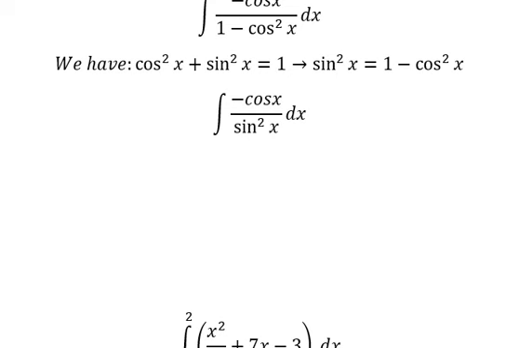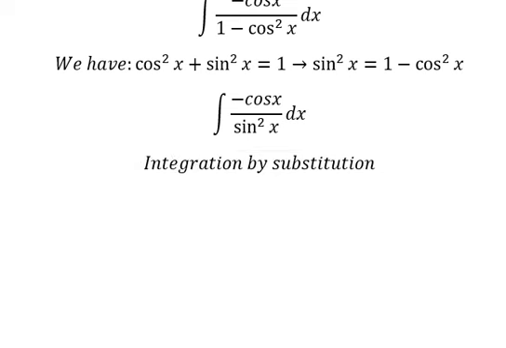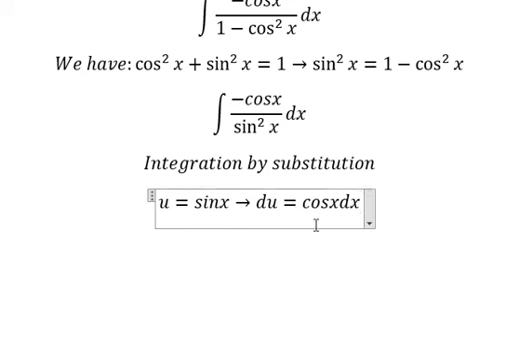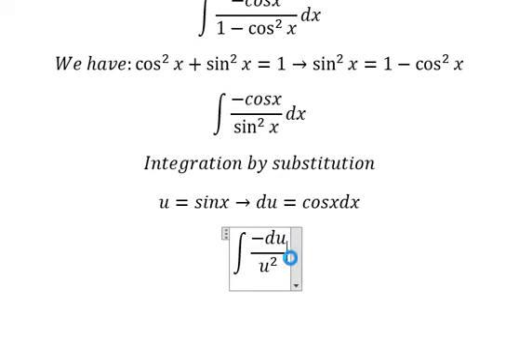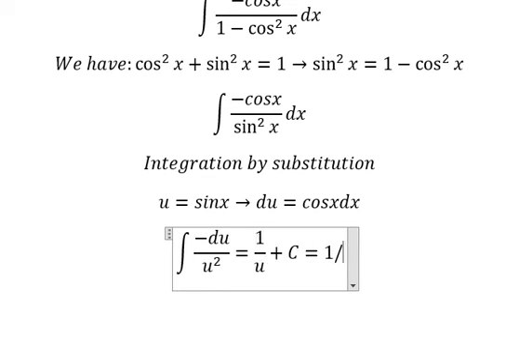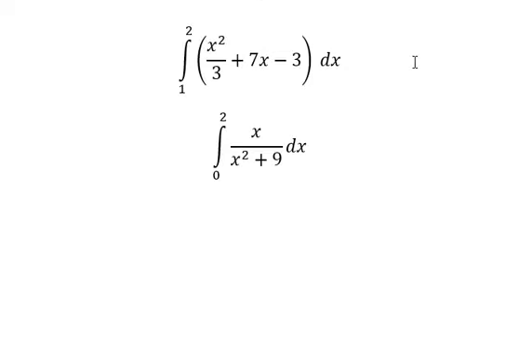Next, we can use integration by substitution. So I will put u equals sine x. After that, we need to first take the derivative of both sides, and we get this. This one we change for u. Cosine x dx we change for du. The integration of this one we have 1 over u. And u is sine x. Now let's go to the next one.